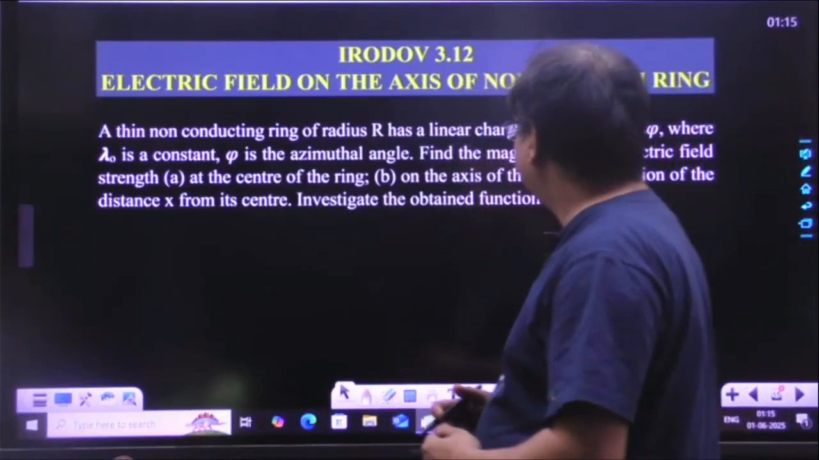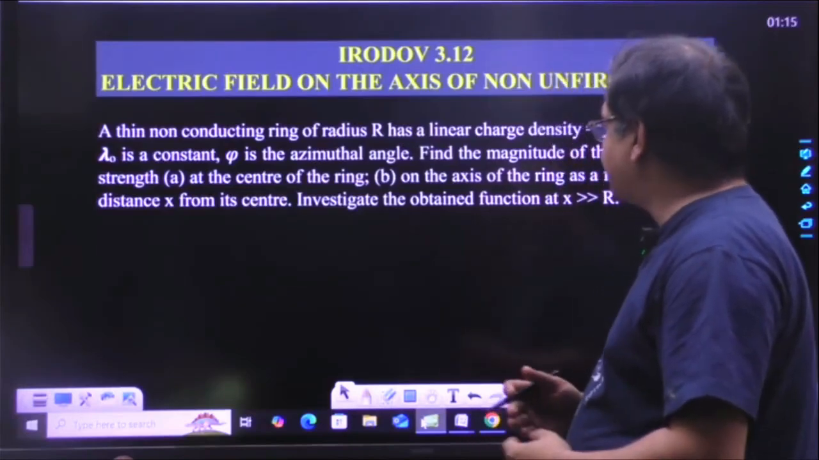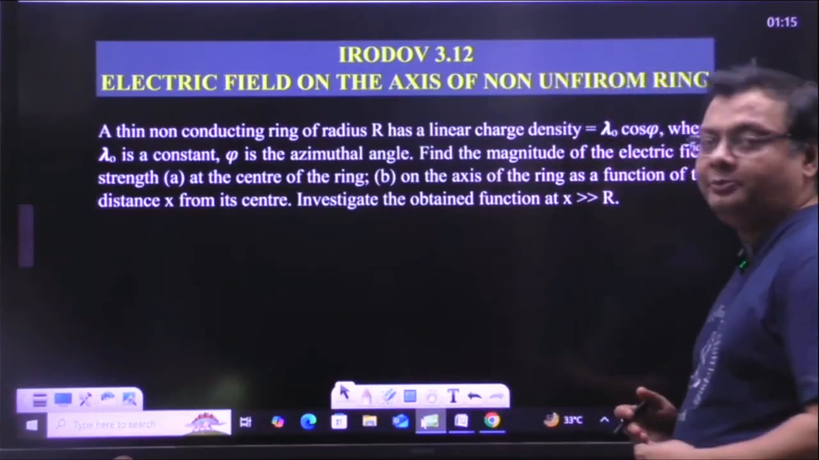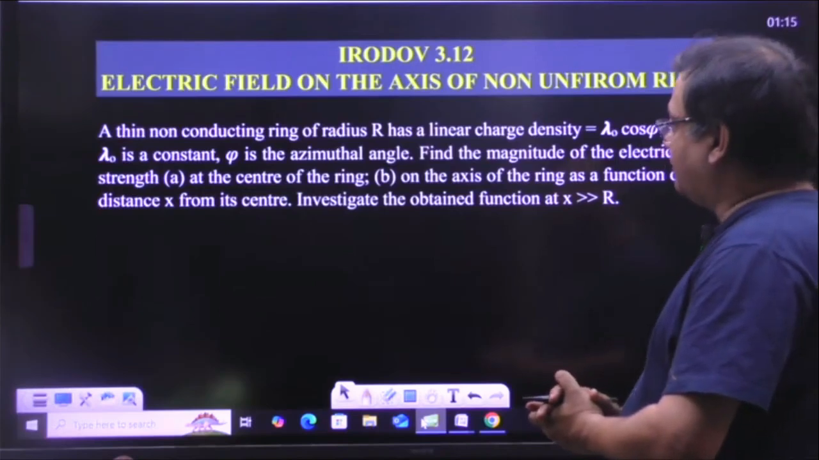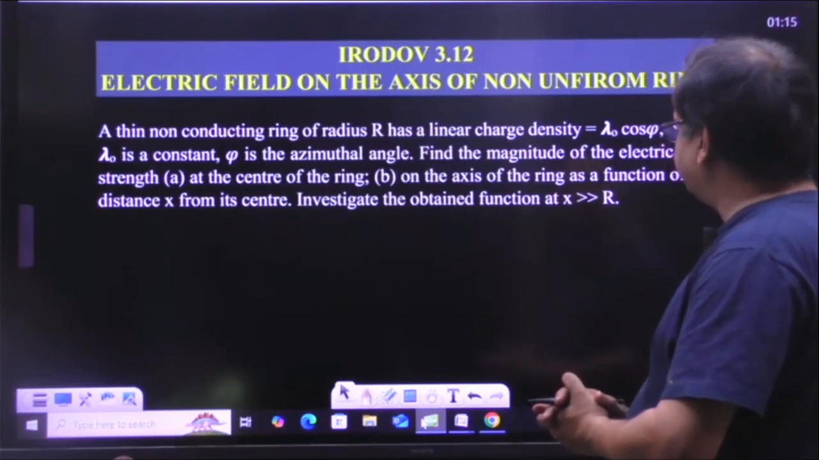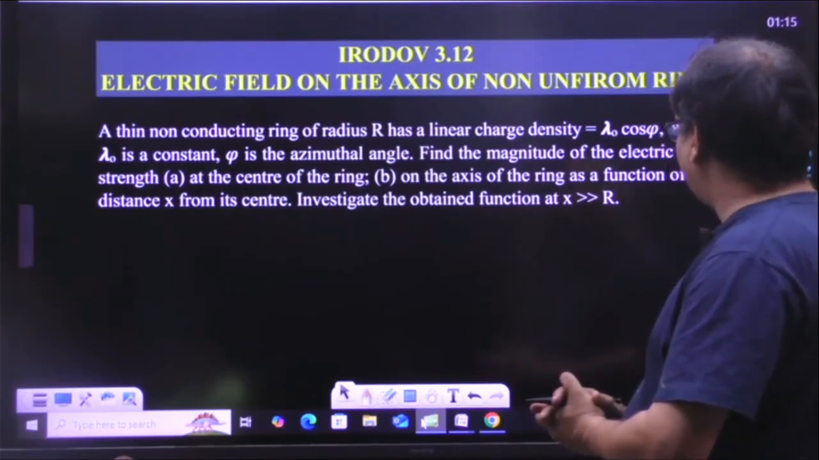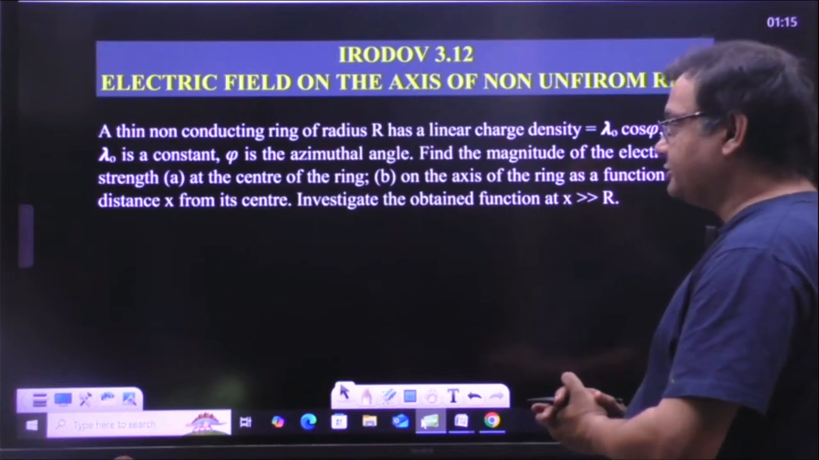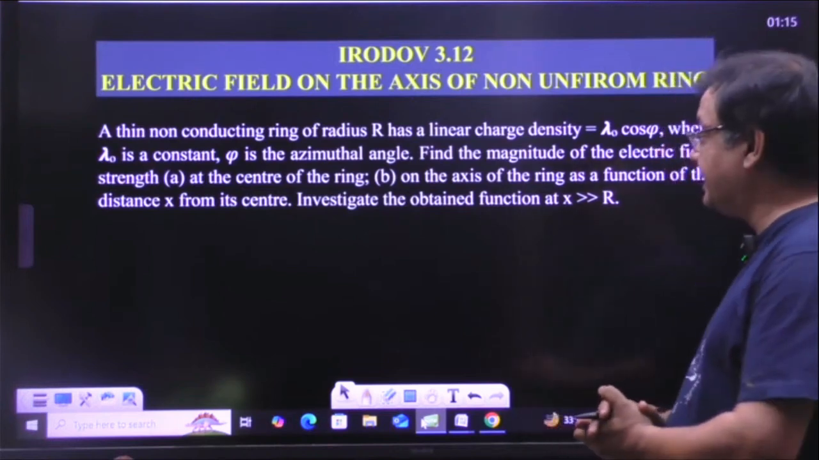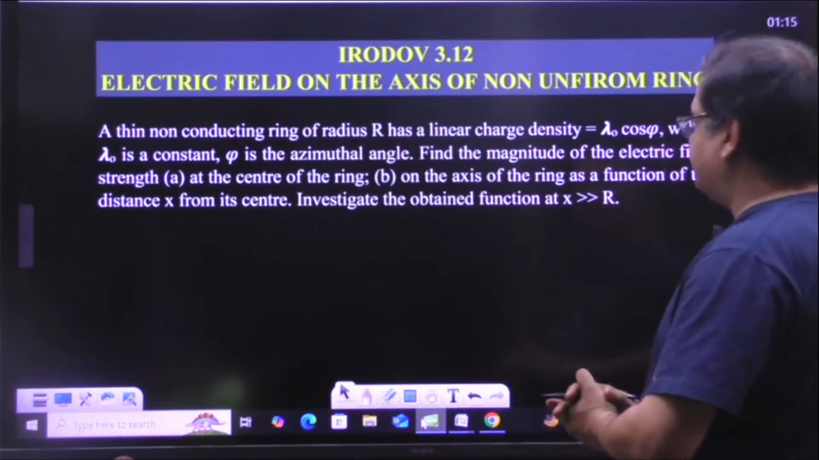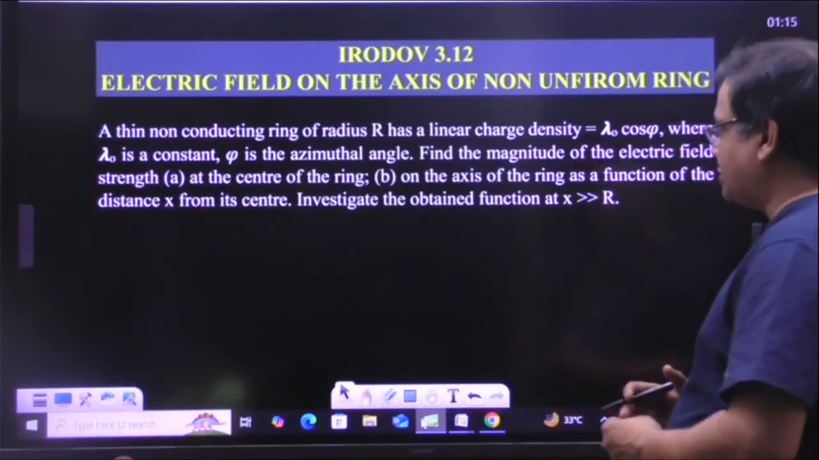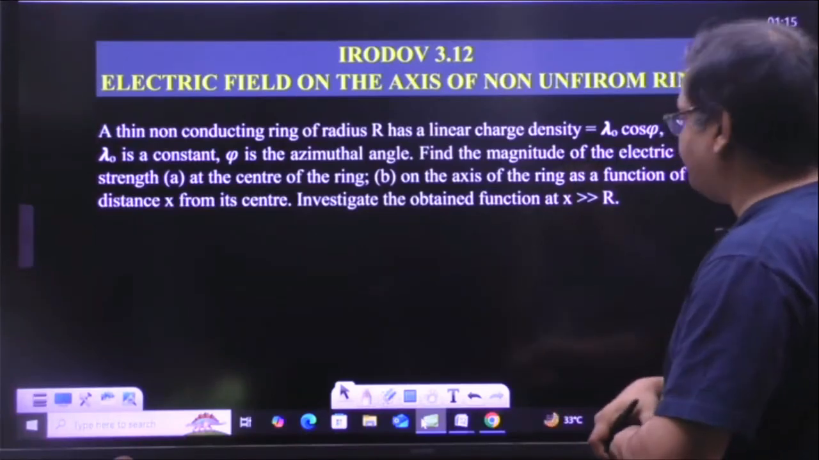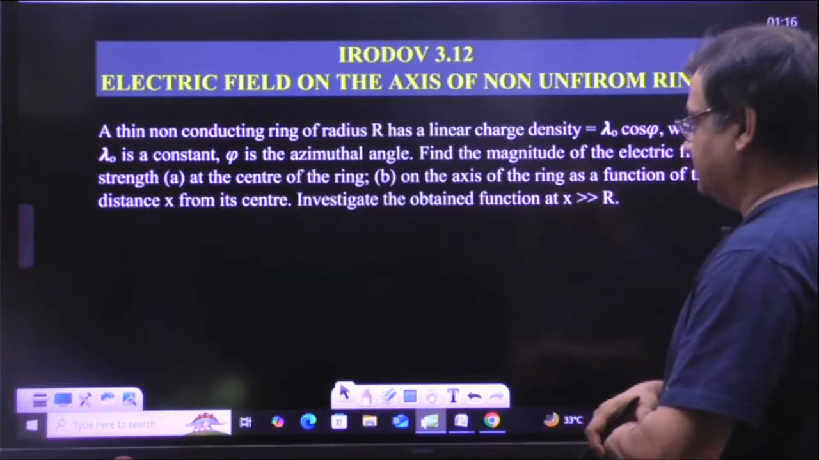Irodov problem number 3.12. Electric field on the axis of a non-uniform ring. Now the problem is saying that a thin non-conducting ring of radius r has a linear charge density lambda equal to lambda naught cos phi, where lambda naught is a constant and phi is the azimuthal angle. Find the magnitude of the electric field strength, part A, at the center of the ring, and part B, on the axis of the ring as a function of the distance x from its center.